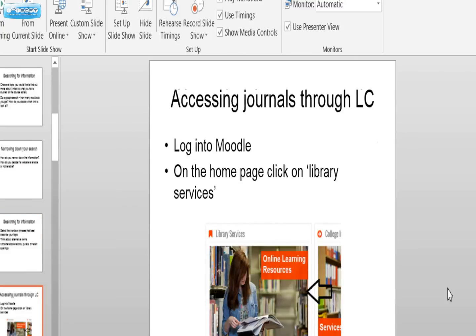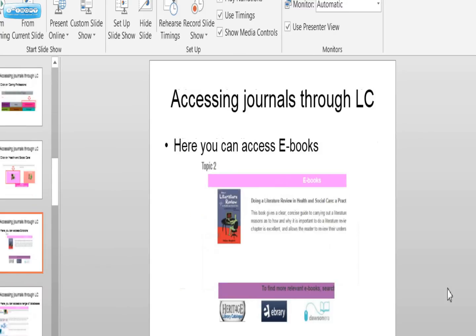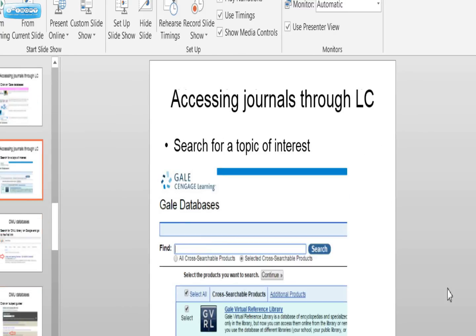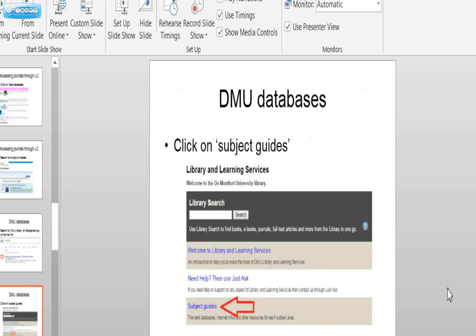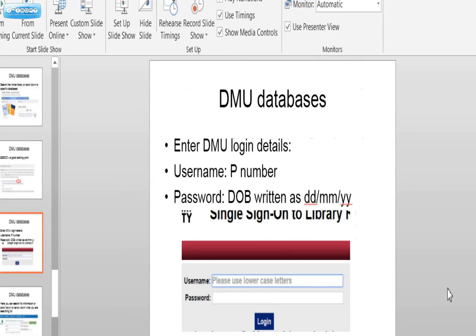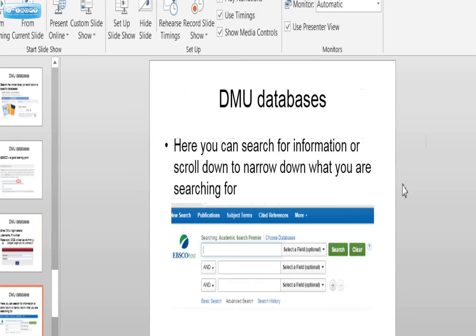Remember to have a read through this PowerPoint if you haven't done this already, and follow the steps for accessing journals through the college, through Moodle. All the steps are on here that you can follow. And then also using DMU to search for journals, and remember you'll need your DMU login details to search for these. So that's your P number and your date of birth, which includes the slashes, whereas you don't need those for your Moodle login. Remember, if you're unsure how to log into Moodle, look on the back of your college badge and it will tell you how to log on.